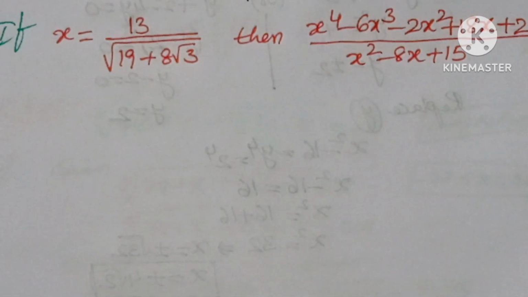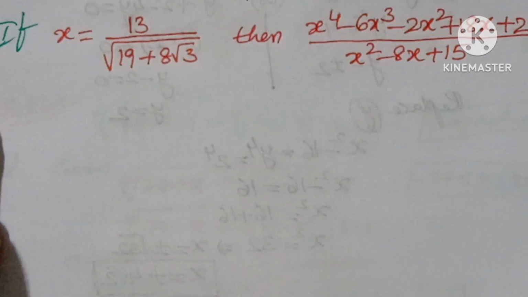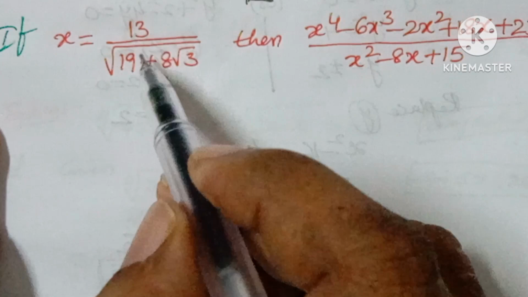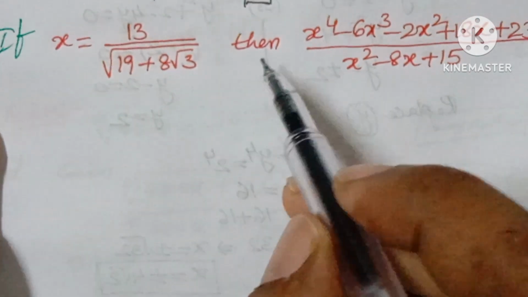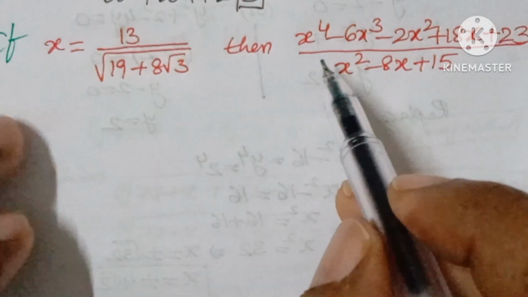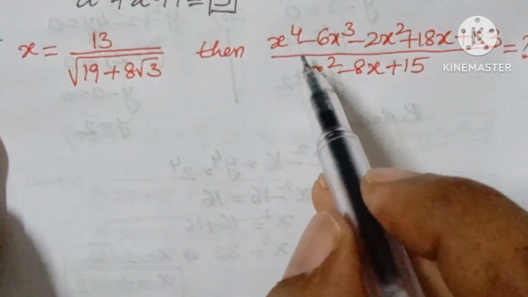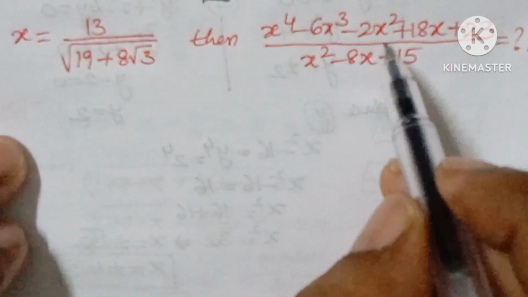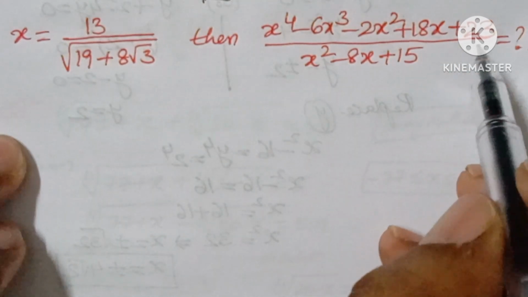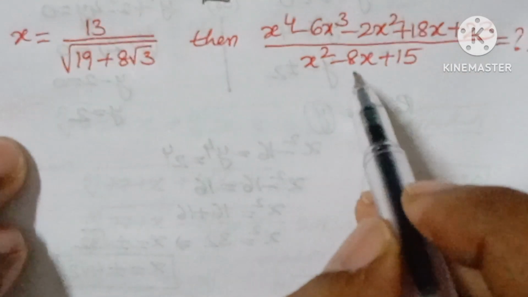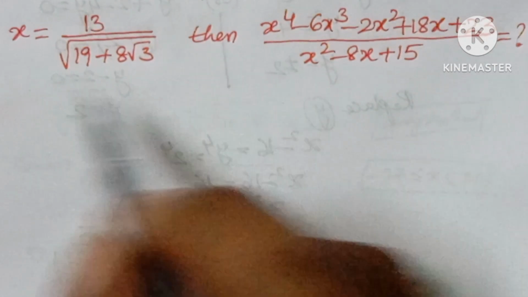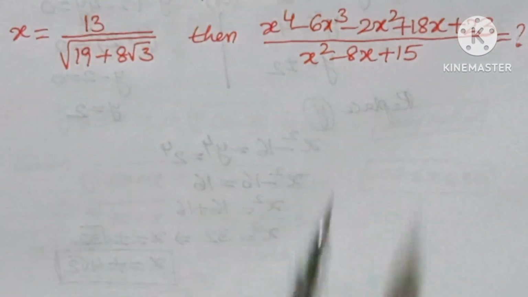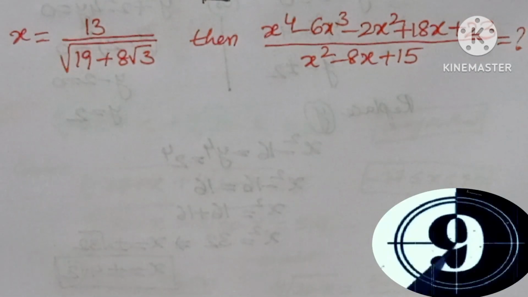Today we are going to see one logical problem. The question is, if x equal to 13 over root of 19 plus 8 root 3, then find the value of x to the power of 4 minus 6x cube minus 2x square plus 18x plus 23 over x square minus 8x plus 15. As you are going to solve this problem, pause the video for 10 seconds and try it.